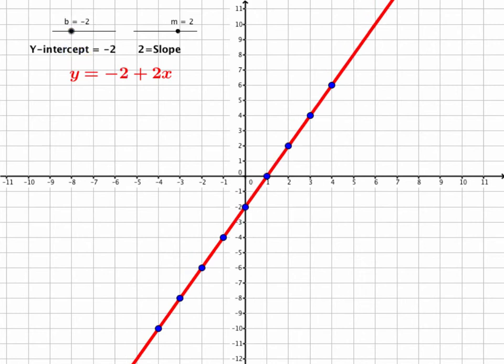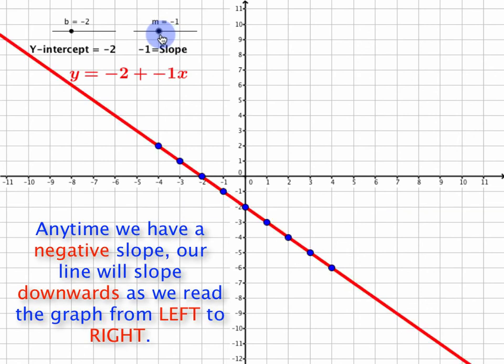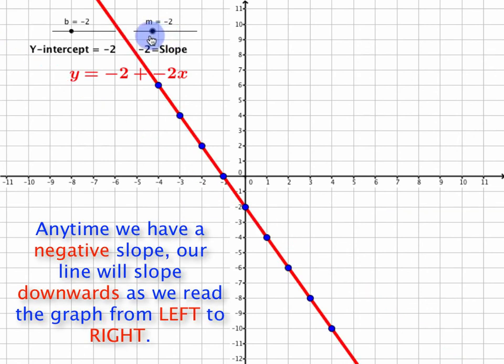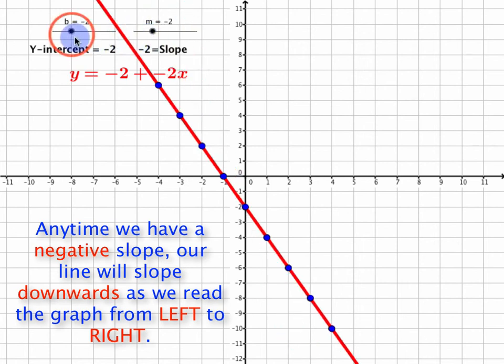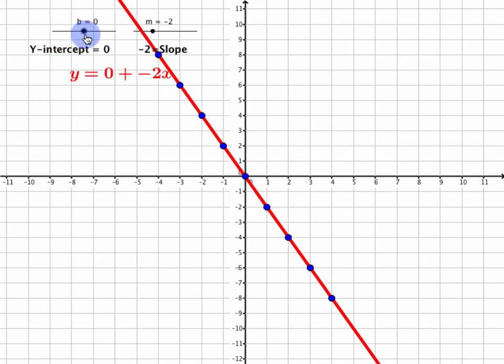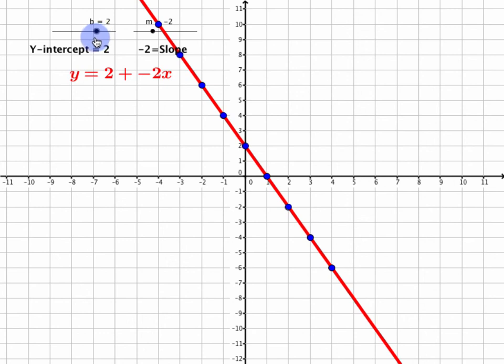Now let's try some negative slopes. Of course, if our slope is negative, now our graph is going to slope downward as we read it from left to right. Of course, the larger the negative slope, the steeper our graph is going to be. Again, switching the y-intercept won't change the slope at all, it'll just shift our graph up or down accordingly to make that number the y-intercept.